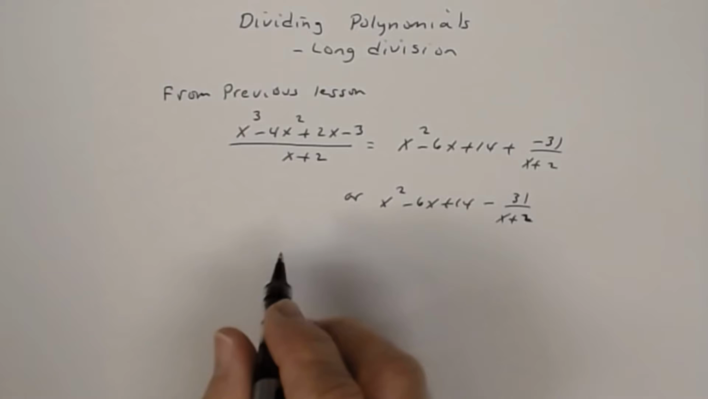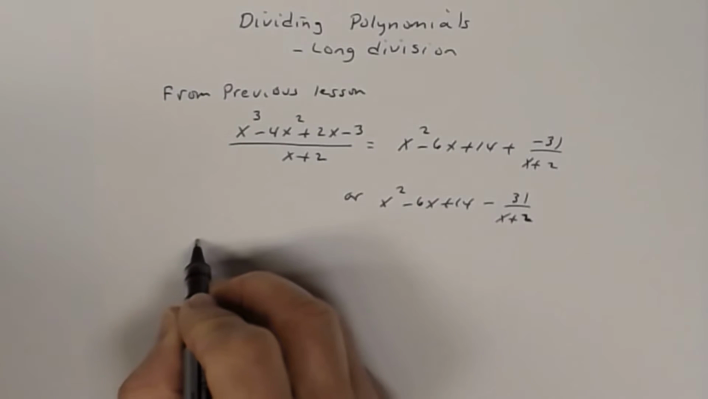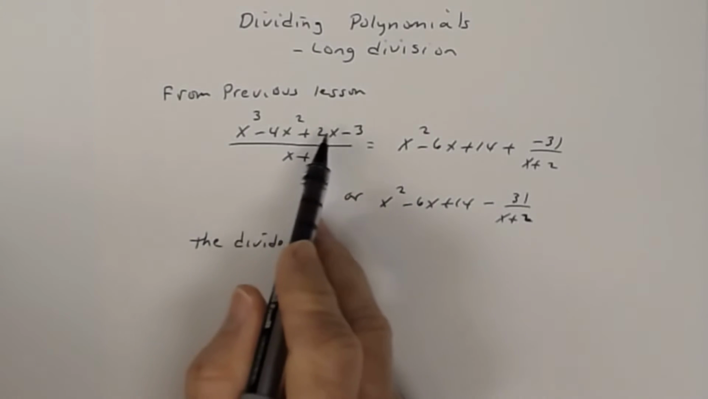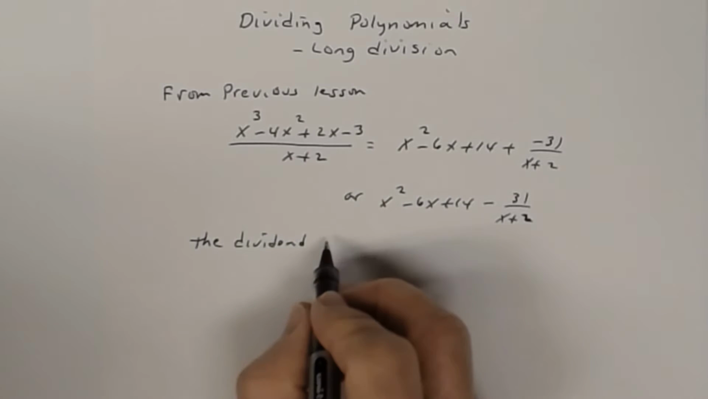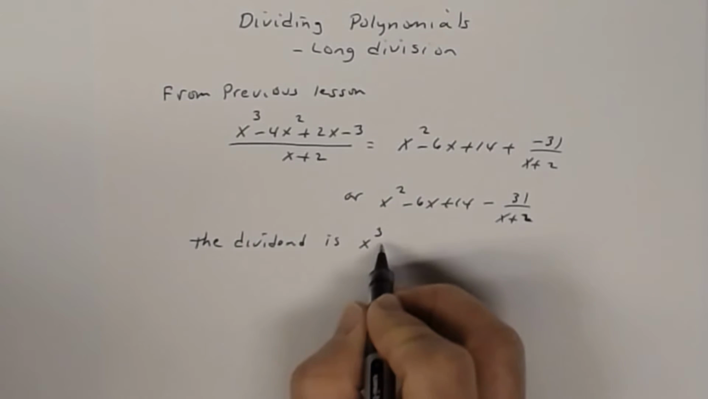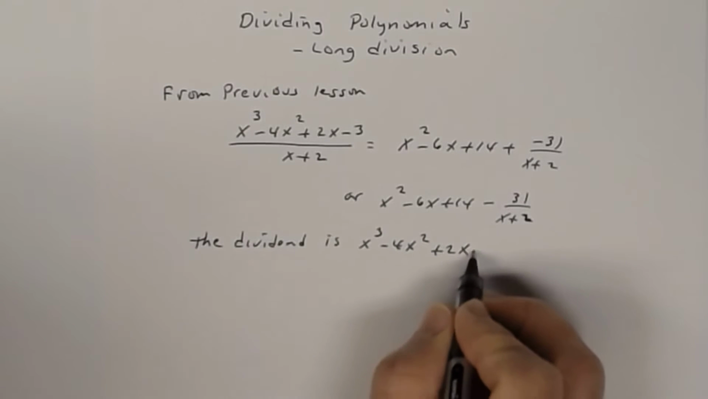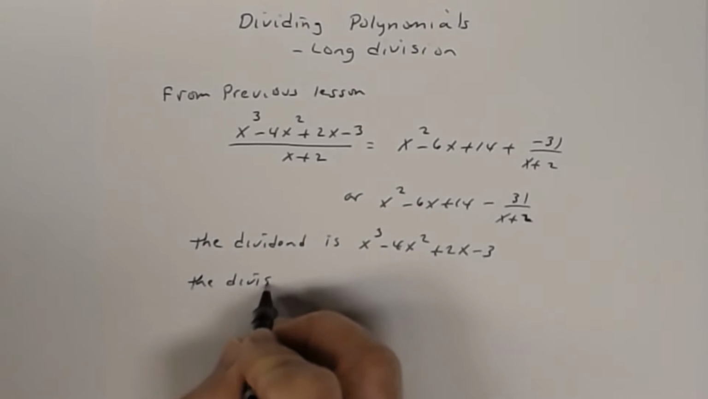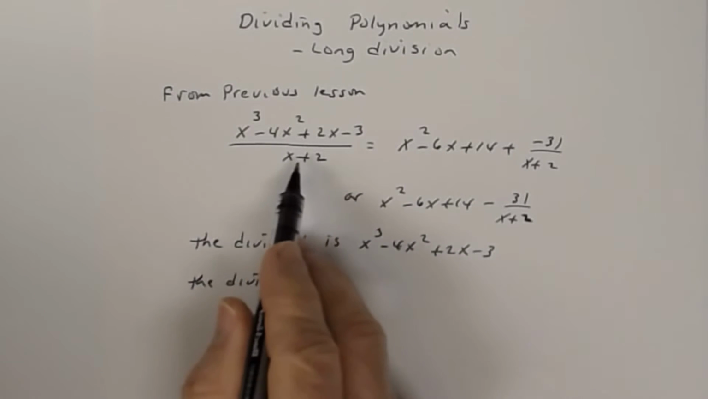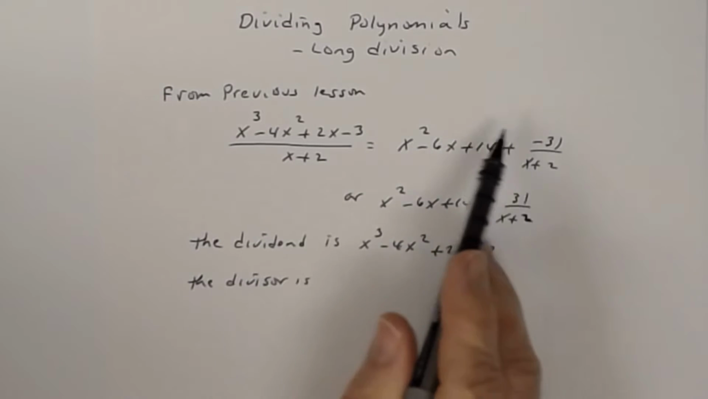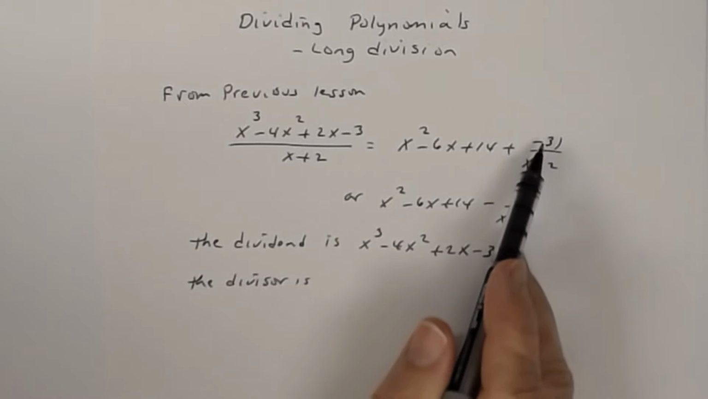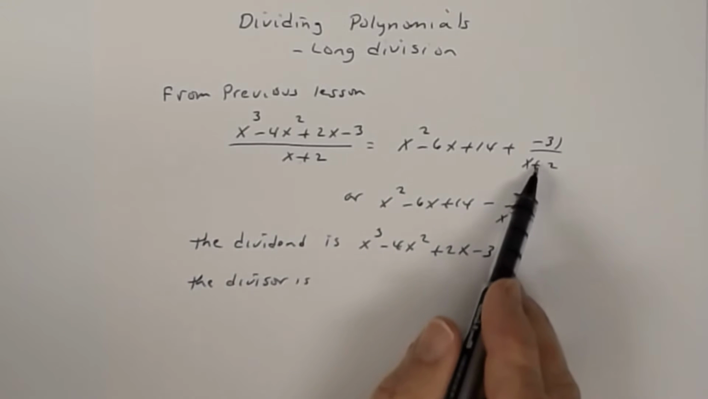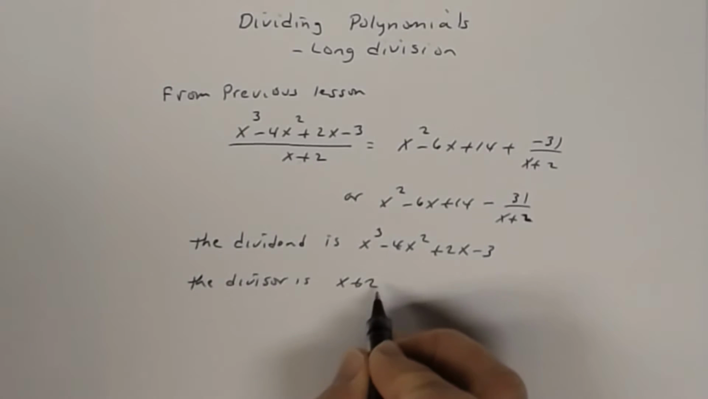A couple of words I want to remind you of. First is the dividend. The dividend is this numerator here. That's your dividend. So the dividend is x cubed minus 4x squared plus 2x minus 3. The divisor is the denominator. So the divisor is x plus 2. Notice that when you wrote the answer, this is the remainder divided by the divisor, so this polynomial has to be the same as this one. So the divisor is x plus 2.